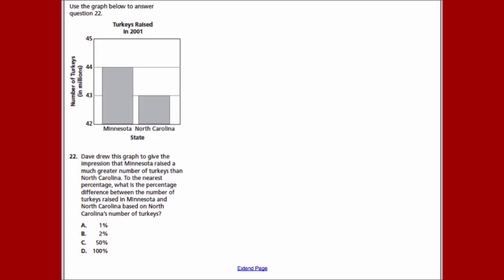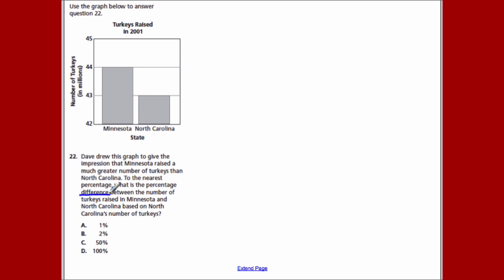Let's move on to question number 22. Use the graph below to answer the question. It says turkeys raised in 2001, and then they've got the number of turkeys in millions along the y-axis and the Minnesota versus North Carolina on the x-axis. Drew drew this graph to give the impression that Minnesota raised a much greater number of turkeys than North Carolina. To the nearest percentage, what is the percentage difference?